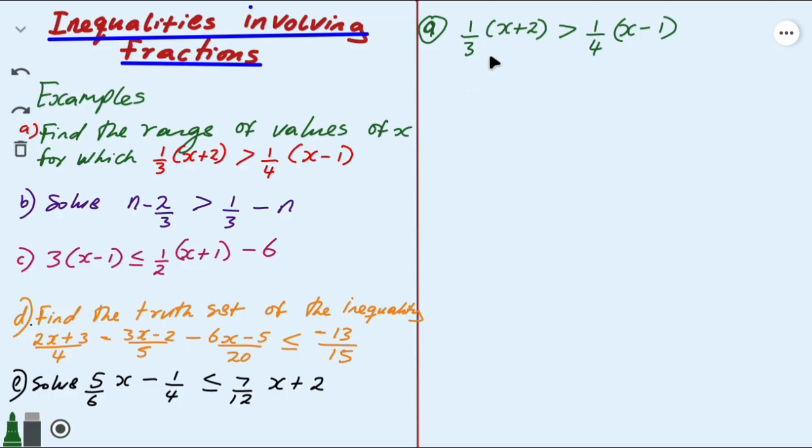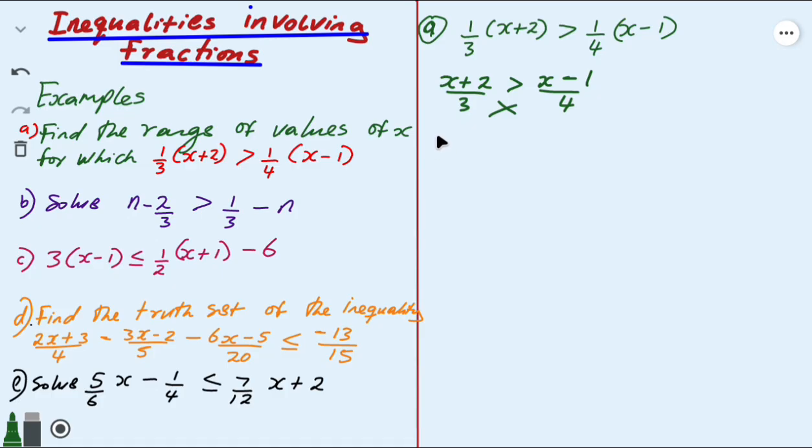Now the first thing we need to do is to multiply this term given here by 1. So we have 1 times x will give me x, plus 1 times 2 is 2, over 3, greater than. On the right hand side, we also multiply this term given here by 1. So we have 1 times x is x, minus 1 times 1 is 1, over 4. Now in this case, we don't need to find the LCM. Instead, we just cross multiply directly.